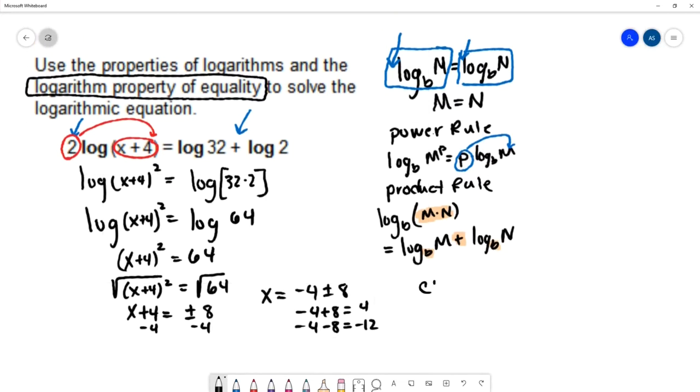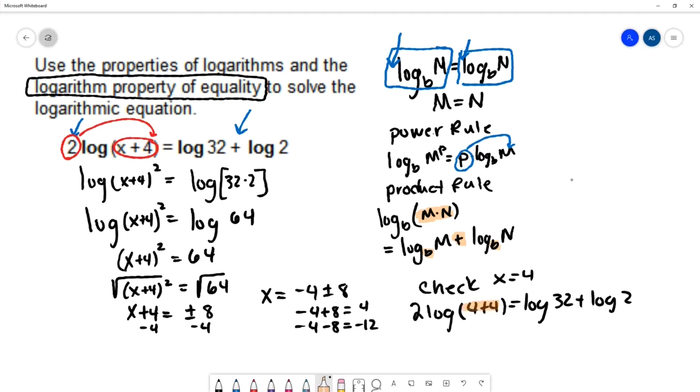So let's check x equals 4 in the original. That's 2 log of 4 plus 4 equals log of 32 plus log of 2. And the way we check is by making sure that we're never taking the log of a negative. So 4 plus 4 is a positive. We'll keep that solution. Let's check the other one.